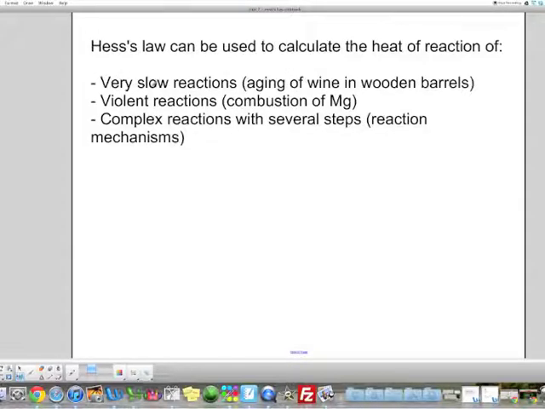So we're going to use Hess's law for very slow reactions or for the total opposite, very violent reactions, like the combustion of magnesium. So something that happens so fast that, again, it looks as if it's happening in one step, but it's really not in reality. Or other types of reaction, very complex, where we know there are several steps. And because it is so complex, we need to really detail every step of the whole process, and we call those mechanisms. So that's when we're going to see Hess's law being used.